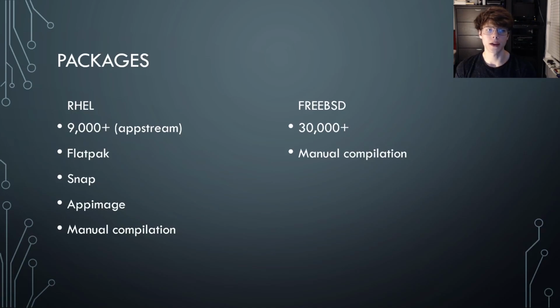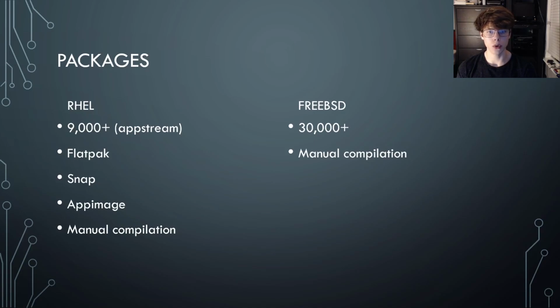So let's break down packages. Again, FreeBSD had 30,000 in the PKG, where Red Hat had 9,000 in Yum and DNF through AppStream. But it's not quite that simple. So both of these are going to have manual compilations. If you want to pull some code from GitHub and compile it from source, you're welcome to, but Red Hat has a few additional options here.